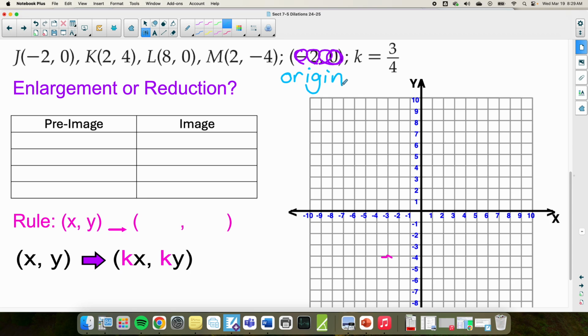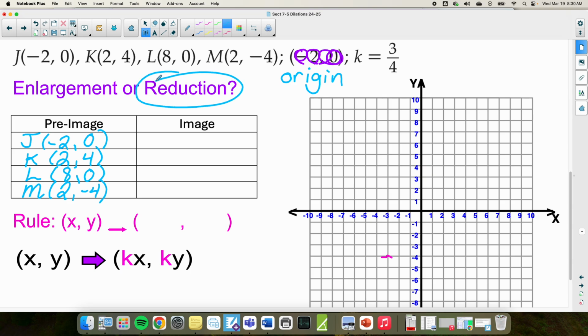And then what we're gonna do here is copy down these 4 points under pre-image. So the pre-image is always what you start with, and we're gonna copy it with their letters also. And L is 8,0 and M is 2, -4, okay? Now I think I'm gonna just figure out the rest of this right now. If this is 3/4, would your figure be enlarged or would it be reduced? Reduced because it's less than 1, okay?